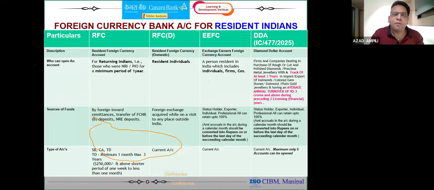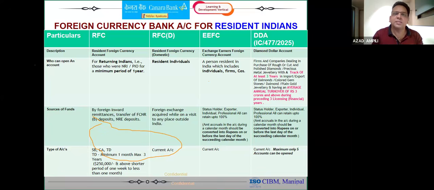Yes. Foreign currency bank accounts for resident Indians. The RFC account, you know, resident foreign currency account. This is for returning Indians, that is, those who were NRIs and persons of Indian origin for a minimum period of 1 year. This account can be opened through foreign inward remittances, transfer of FCNR deposit, or NRE account. The source of the funds will be foreign inward remittances.